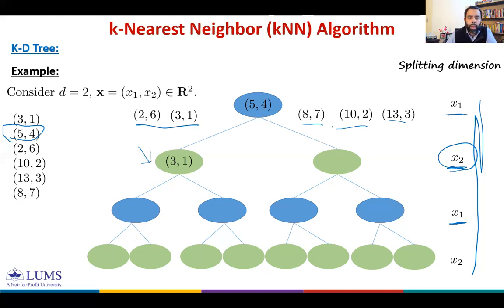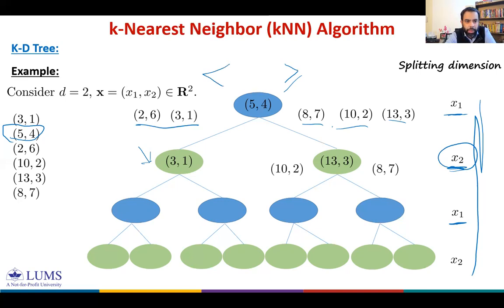Okay. Let's talk about the right hand side. On the right hand side, we have (10, 2), (13, 3), and (8, 7). So (13, 3) is the median value. It splits data into two halves. Right? (8, 7) should be on the right, and (10, 2) should be on the left. Why? Because 7 is greater than 3 and 2 is less than 3. Or I should be very precise. I can say if it is greater than or equal to, I will pick the right hand side, and if it's less than or equal to, I pick the left hand side.